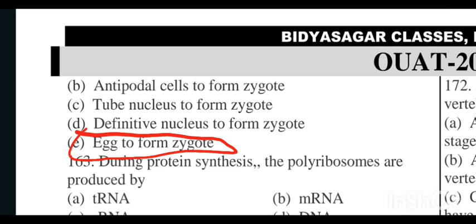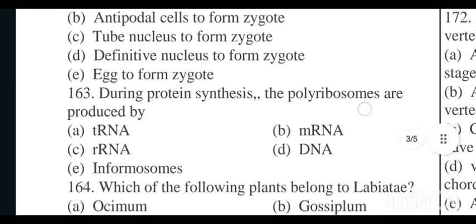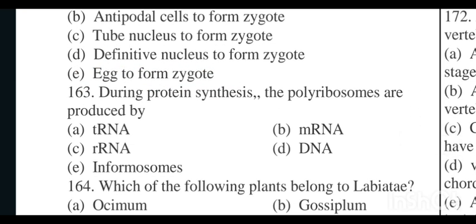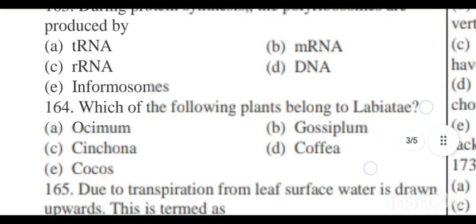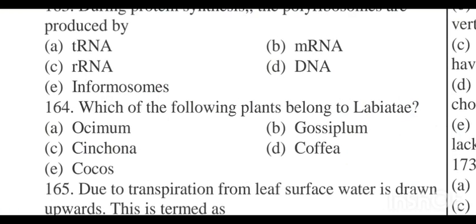Okay. Next question is, during protein synthesis, polyribosome is produced by mRNA. Next question, which of the following plants belong to Labiatae or Lamiaceae? So here the correct answer is Ocimum sanctum, Tulsi.